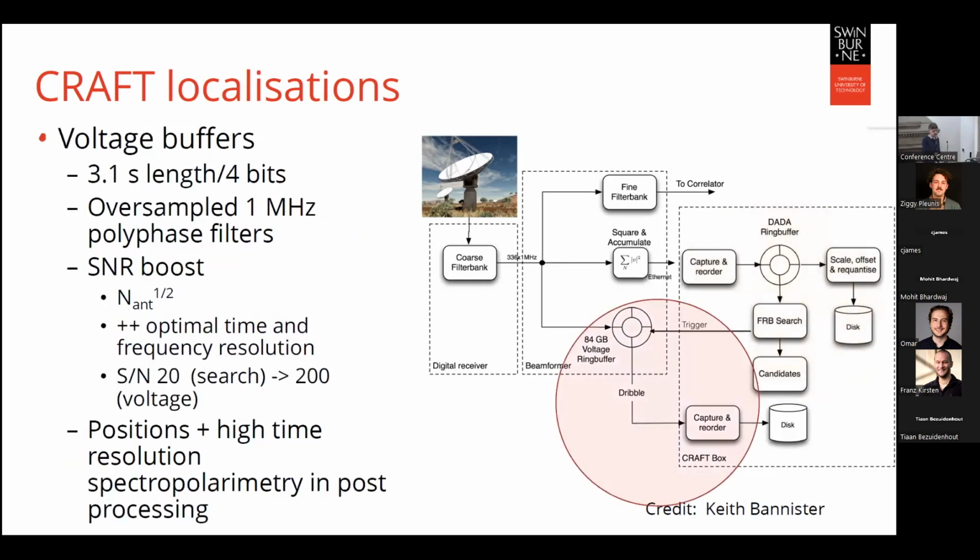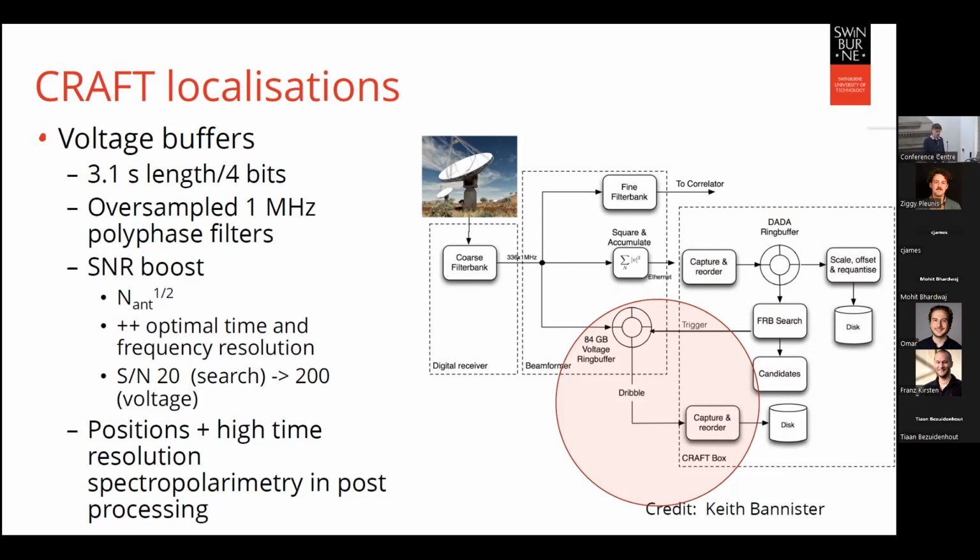Of course, within those intensities, you can't localize them that well. So to do that, we have voltage buffers. Given the amount of RAM that's available on the system and the number of beams that we have, we don't have long buffers. We only have 3 seconds. So we have to be able to find the FRB and download the buffer very quickly.